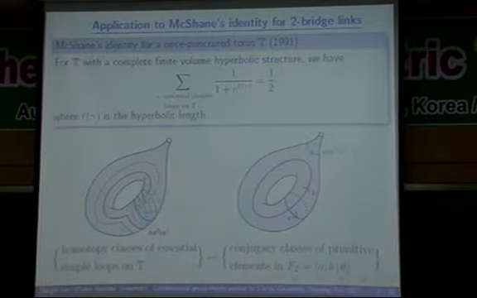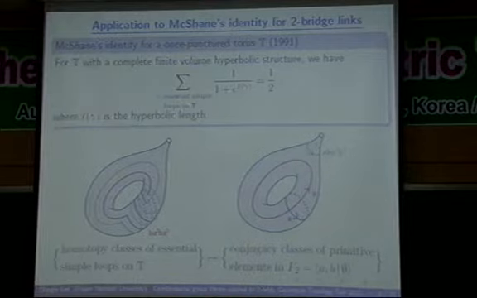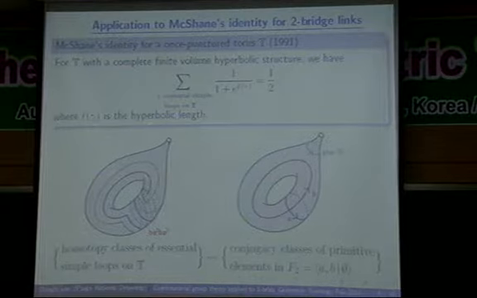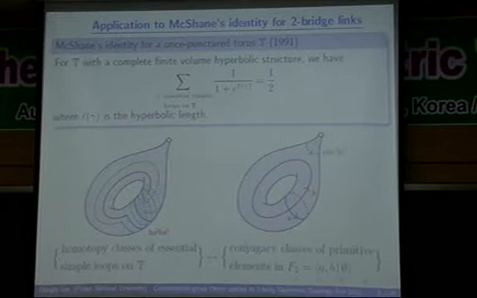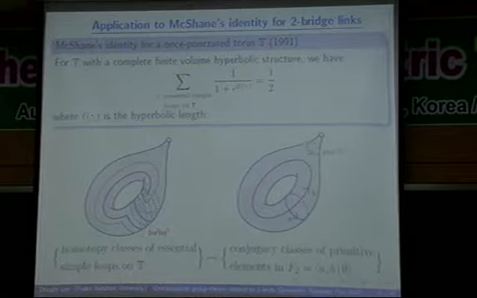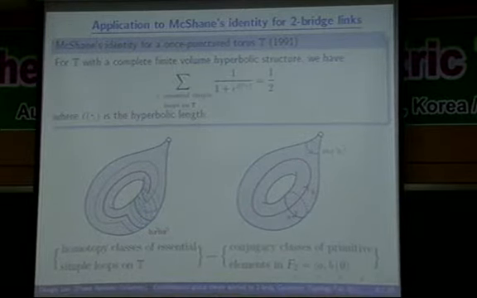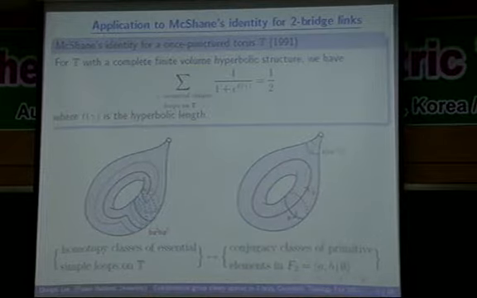Here, gamma runs over all essential simple loops on the once-punctured torus, and L of gamma is the hyperbolic length. And again, by an essential simple loop, we mean a simple loop which is not trivial and which is not a loop around the puncture. So actually, this simple loop is not essential. This is actually peripheral. And this loop is an example of an essential simple loop.